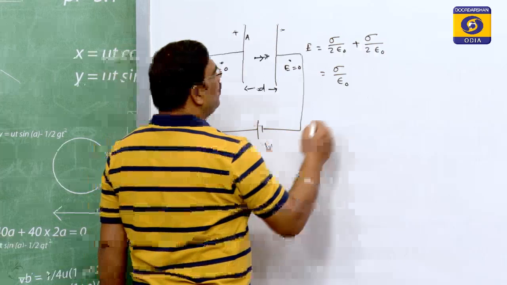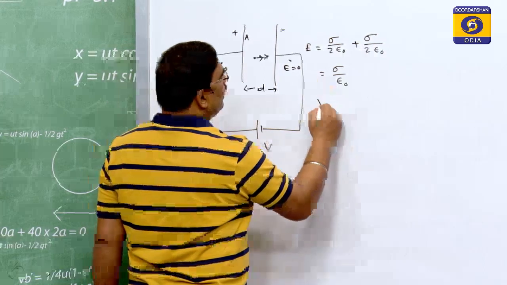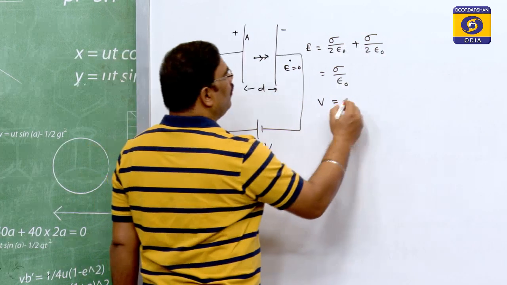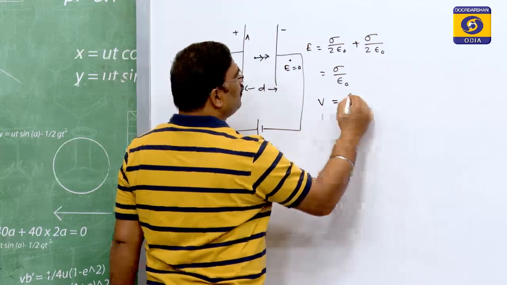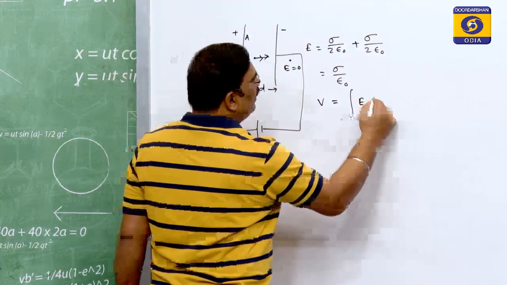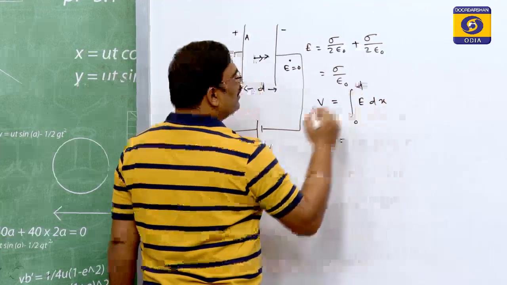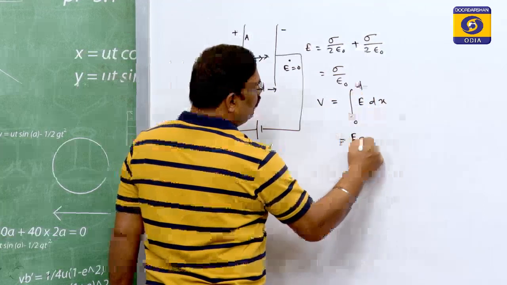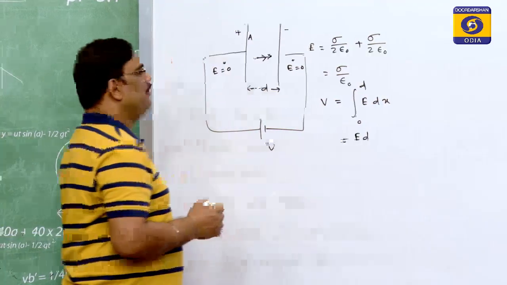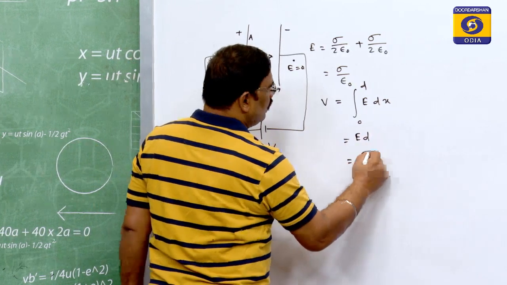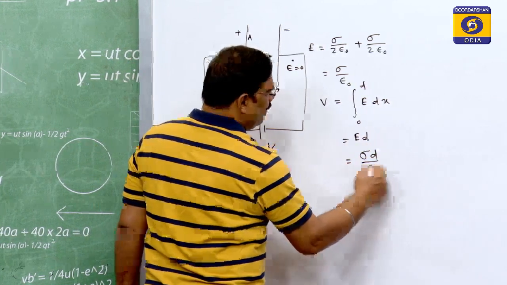So, therefore, the potential difference V equals the integration of E dx from 0 to d, and since E is a constant, this will simply give the potential difference V equal to E d. So, this is equal to sigma d divided by epsilon 0.